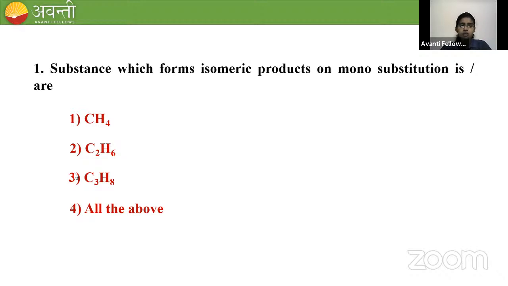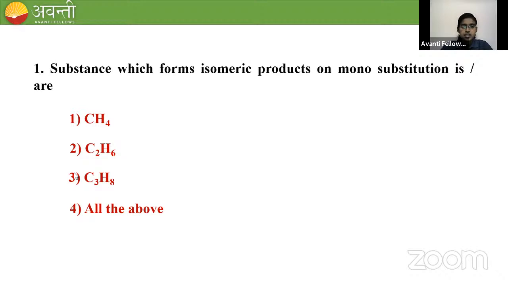Now, three alkanes are given to you. You have to find out which alkane will give an isomeric product on mono substitution. You can substitute a halogen, or you can substitute any group. On any of the substitution, the compound should give at least two products. Then only it is capable of forming isomeric products. So to find the answer, first you need to check for the different types of hydrogens present in the compound.